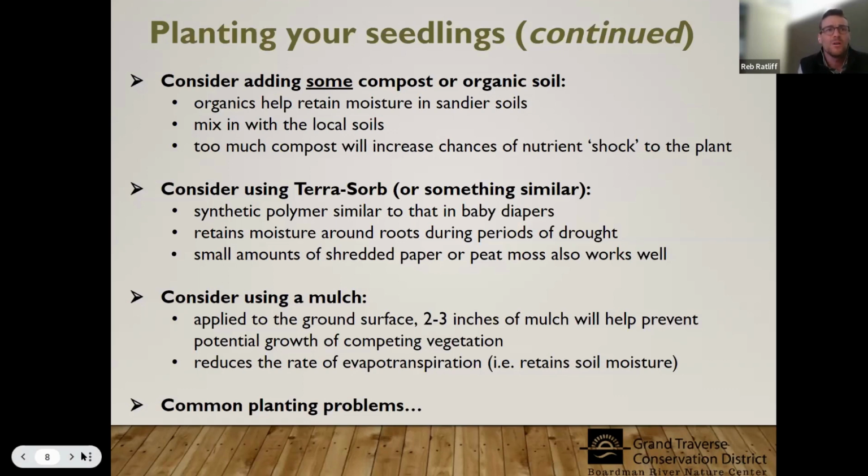And consider using mulch. Especially if you have surrounding vegetation where you have your seedling planted, if you have the ability to mulch it with a couple inches of, say, wood chips, that really does help reduce the amount of evapotranspiration, and water and moisture is one of the key things to keeping your seedling viable and alive. Next slide, please.